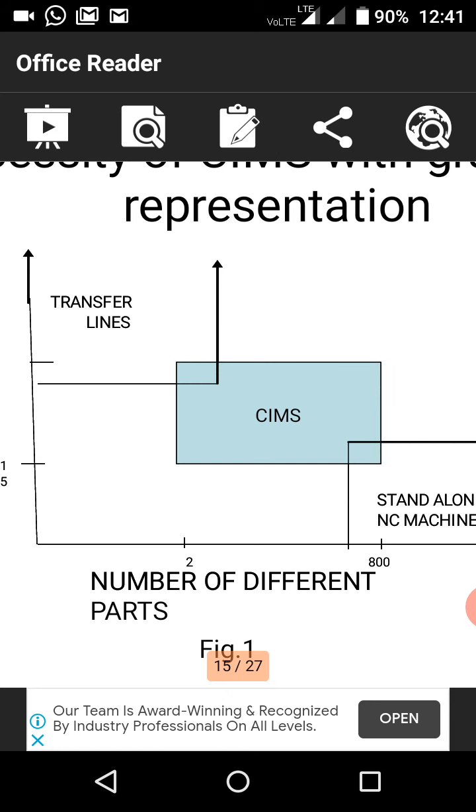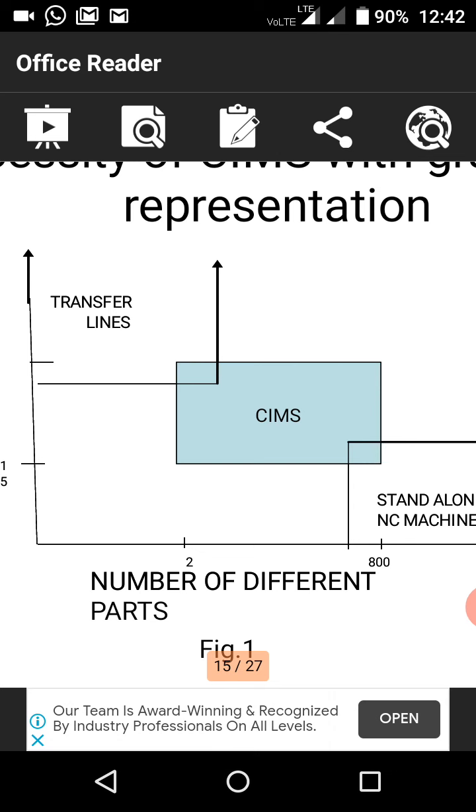Next, what is this transverse line? A transverse line is a manufacturing system which consists of a predetermined sequence of machines connected by an automated material handling system, designed for working on very small parts. Parts can be moved significantly because there is no need for batching.